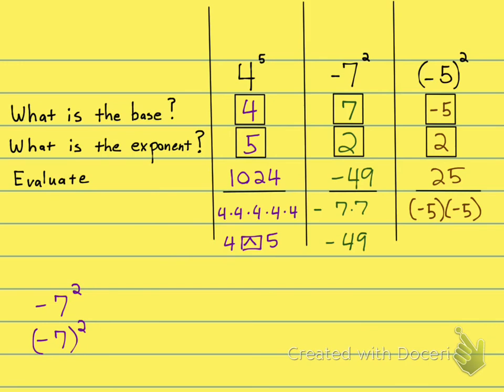If you're taking negative 7 squared, like on the top, with no parentheses, then your answer is going to be negative 49. But if you're saying negative 7, and you're squaring that, negative times negative is a positive, so you'll get positive 49. Okay, so pay attention to the parentheses on this one.